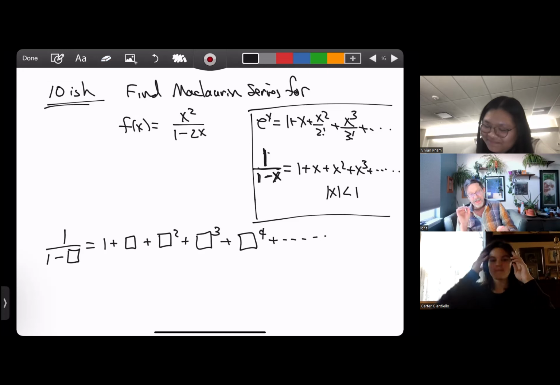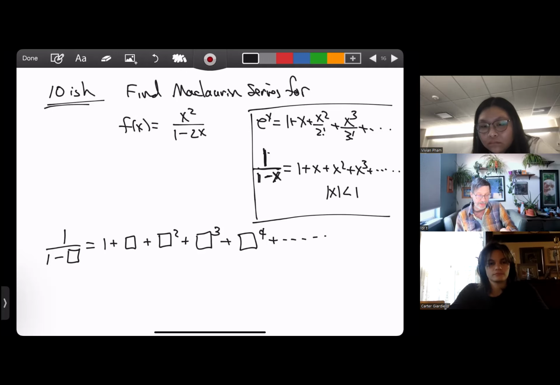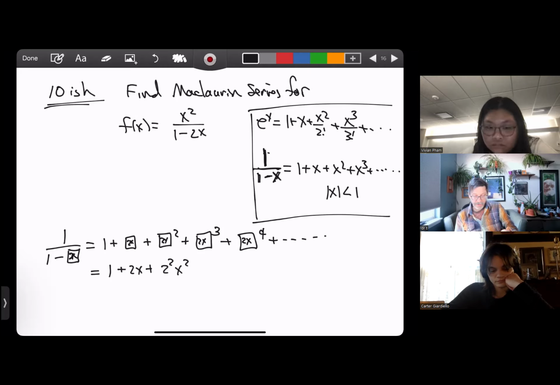No matter what I put in that box, this is true. So if I put, say, a 2x in here, and I put that everywhere, then I've got the formula for 1 over 1 minus 2x. And look, I can check that out. I'm going to simplify it a little bit. Notice how those exponents work like this.